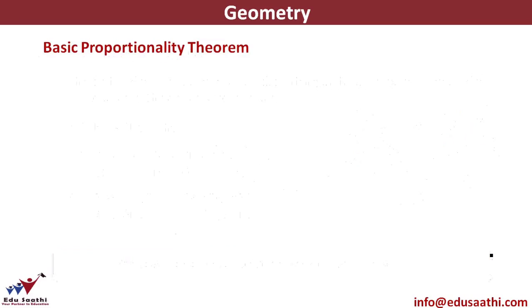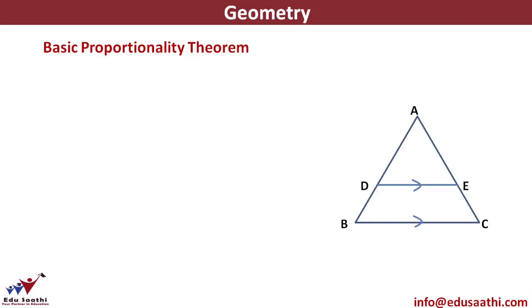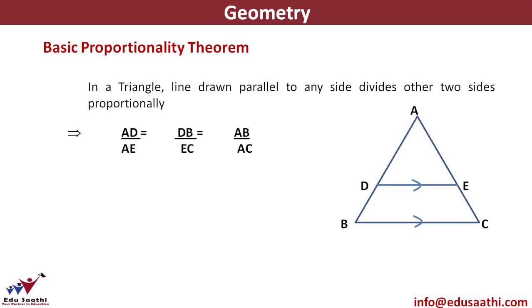Let's move ahead and look at the basic proportionality theorem. Basic proportionality theorem says, in a triangle, if a line is drawn parallel to any side, so this DE is a line which is drawn parallel to side BC. What happens in this case is, if I look at triangle ADE and triangle ABC, angle A is common in both the triangles.